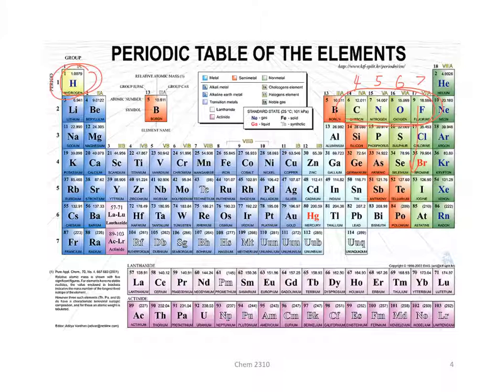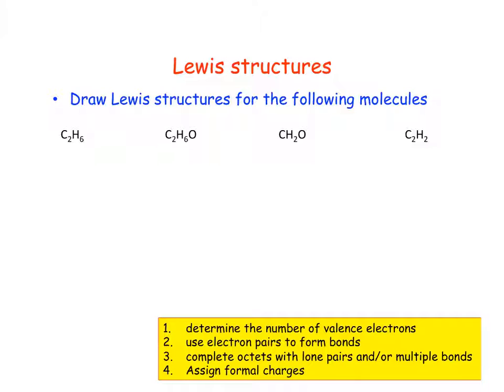So these are going to be the most important to know. All right, so let's look at some more examples here. Okay, let's start with C2H6. All right, so let's calculate our number of valence electrons.